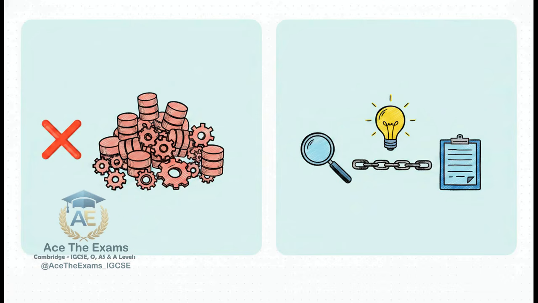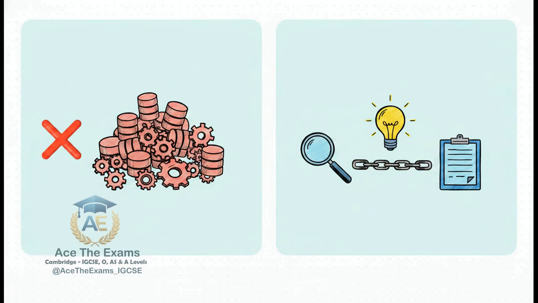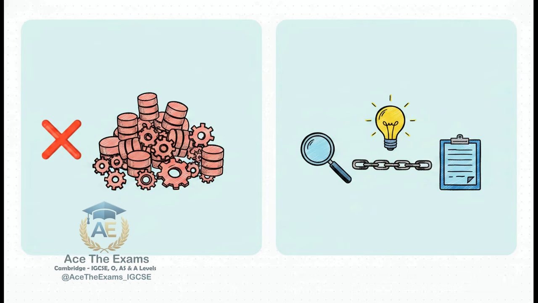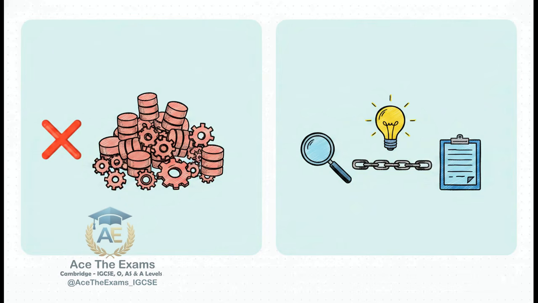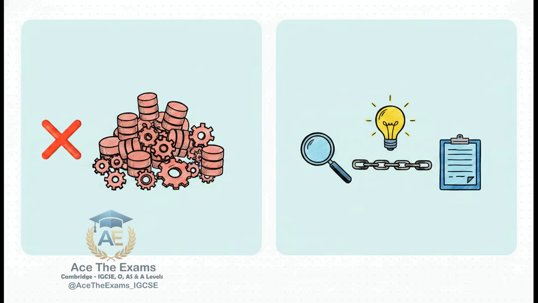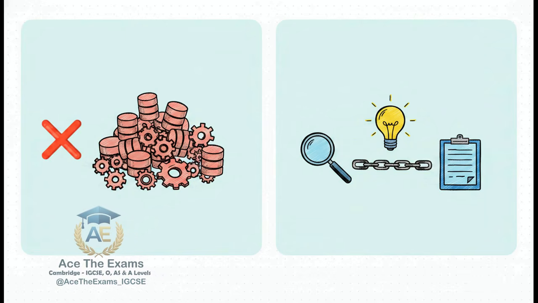Now look at the right side. This is a top-tier, context-specific answer. This candidate doesn't just regurgitate the definition of a join, they apply it directly to the given scenario using what we call the PEEL framework. P-E-E-L. Point, evidence, explanation, and link.